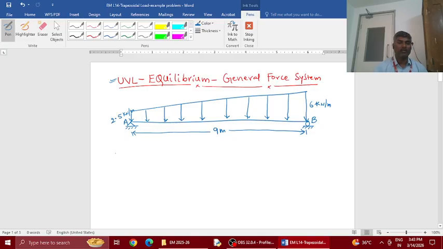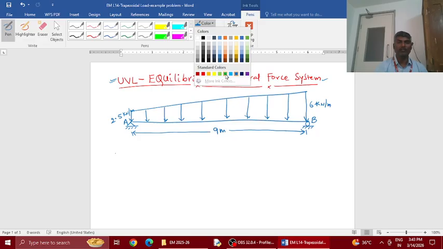At A, the load value is 2.5 kilonewton per meter, and at B the load value is 6 kilonewton per meter. Now this member is in equilibrium, and this force system is a general force system. Let us see how we solve the support reactions at A and B. Let us draw the free body diagram first.